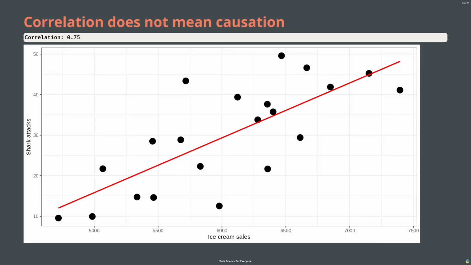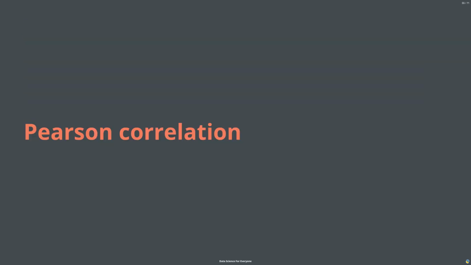Both ice cream sales and shark attacks go up during summer, so they move together, but not because one causes the other. This is a classic example of spurious correlation, and it's a reminder to always ask, is there a real causal connection, or is there something else driving both the variables? One of the most widely used methods to test significance of a correlation is the Pearson's correlation test. It helps us understand how strongly two variables are related and in what direction.